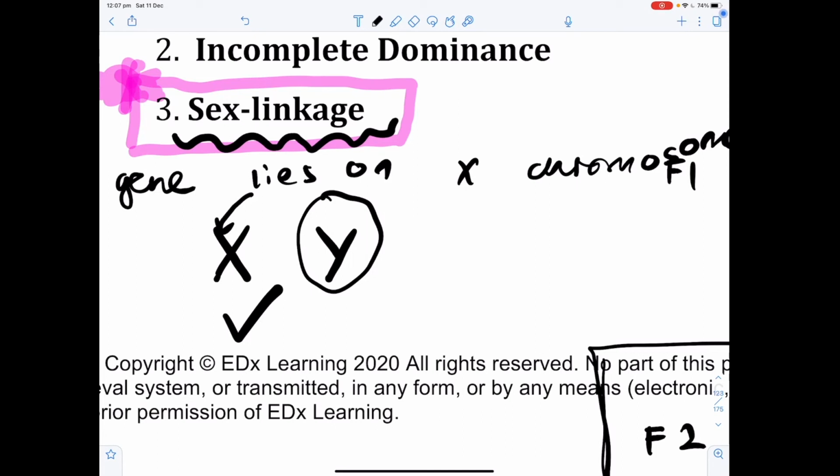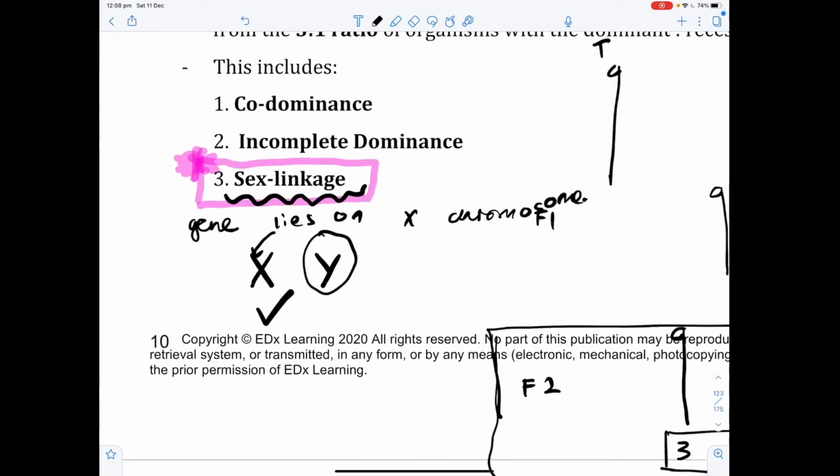2. How many alleles would a male have who's XY? 1. You see how it stuffs up everything? You can't even do a proper Punnett Square anymore. So that's why you deviate from the 3-to-1 ratio. It's because females will always have, I'll write this down now, but it's also in your notes. Females always have 2 alleles.